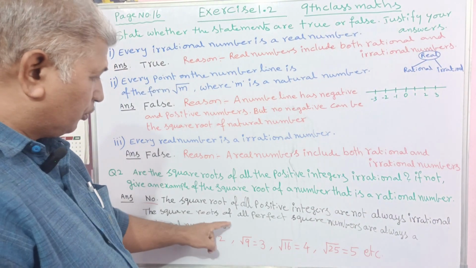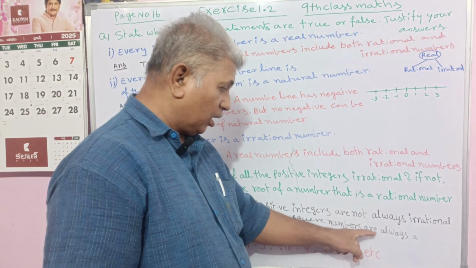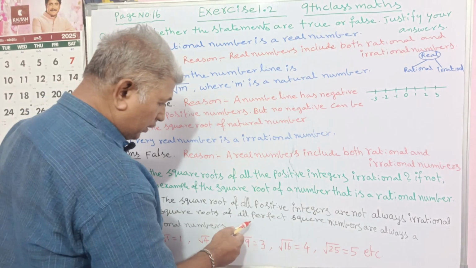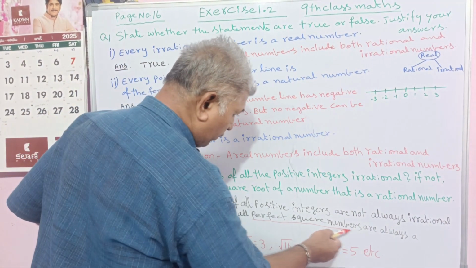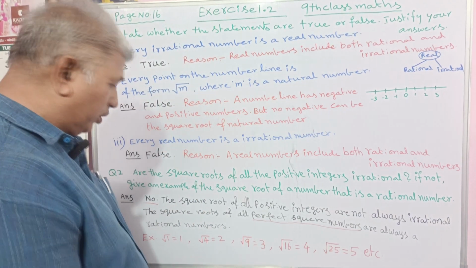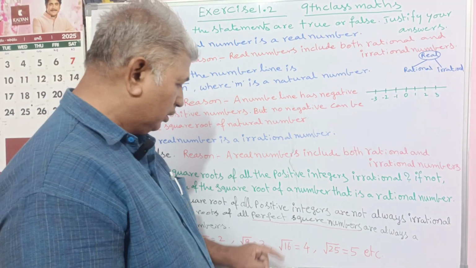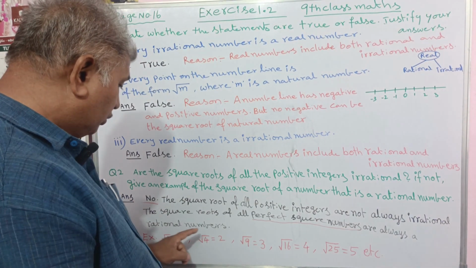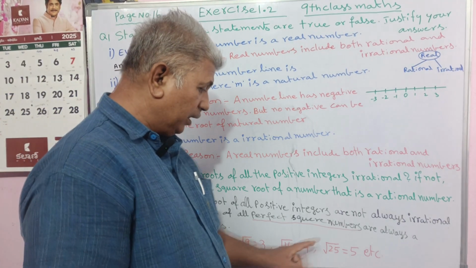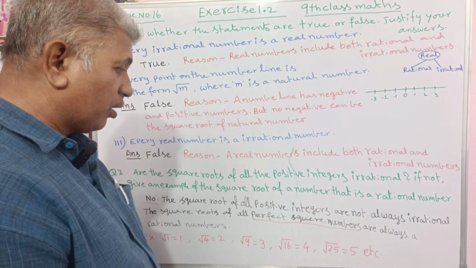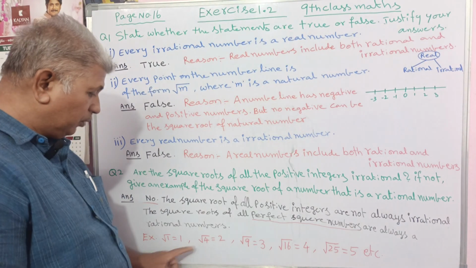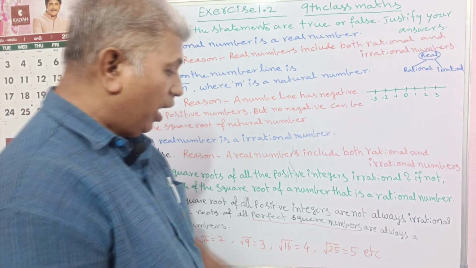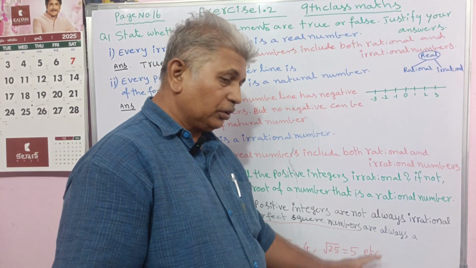The square roots of all perfect square numbers are always rational numbers. What are the perfect square numbers? 1, 4, 9, 16, 25 are perfect square numbers. Root 1 is equal to 1, root 4 is equal to 2, root 9 is equal to 3, root 16 is equal to 4, and root 25 is equal to 5.